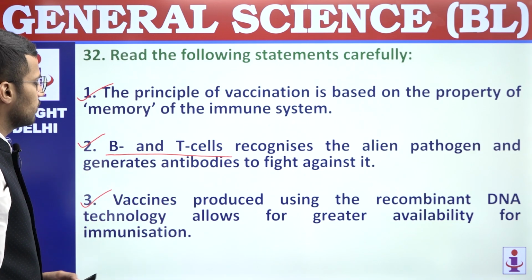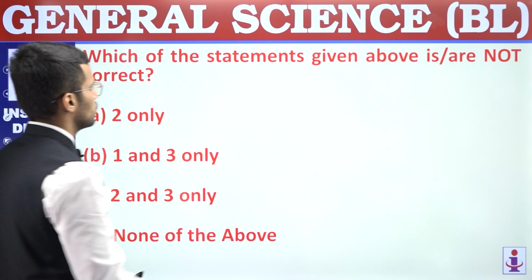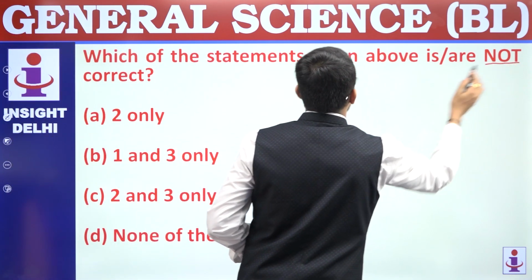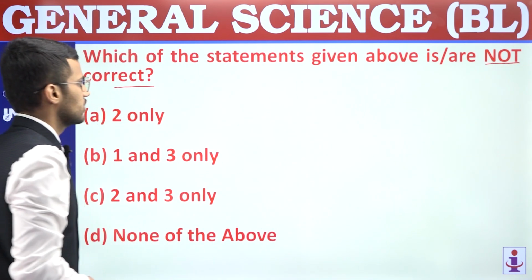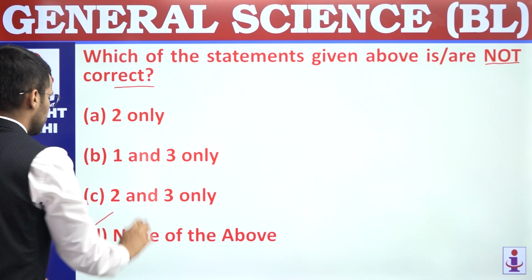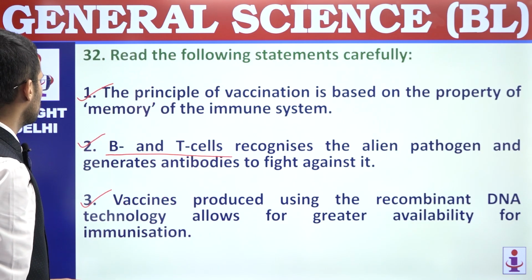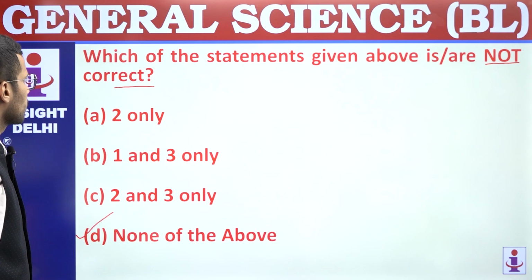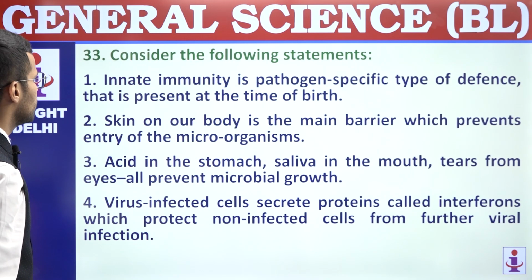So all these three statements are correct, but we are supposed to find out statements which are not correct. So none of these is not correct, and hence answer should be D. Question number 32, answer should be D. 33. Consider the following statements.